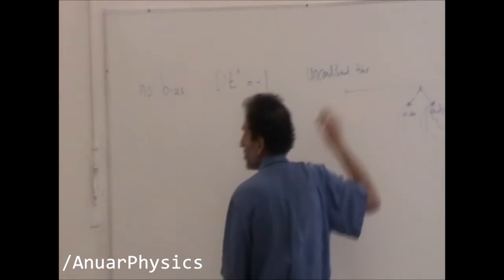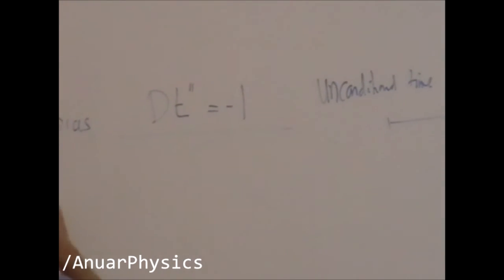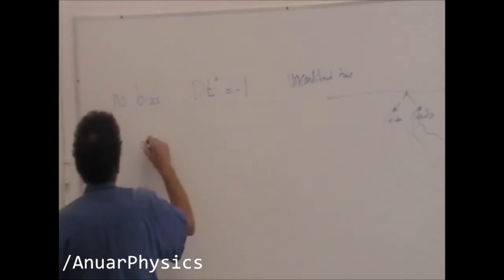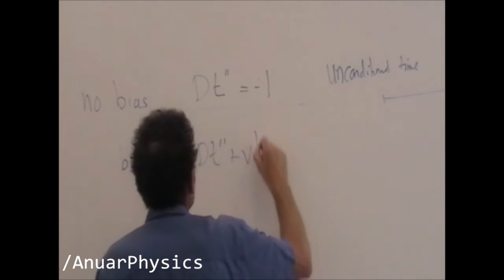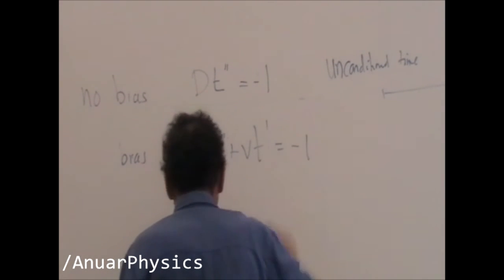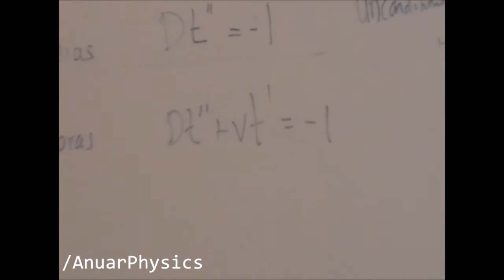Let's just talk about the unconditional time, because for the conditional times it's more complicated. But anyways, with bias, the appropriate equation is D t double prime plus v t prime is equal to minus 1. So that's all you have to do. And again, you can derive this equation.